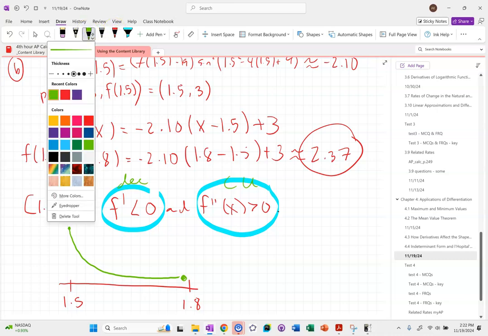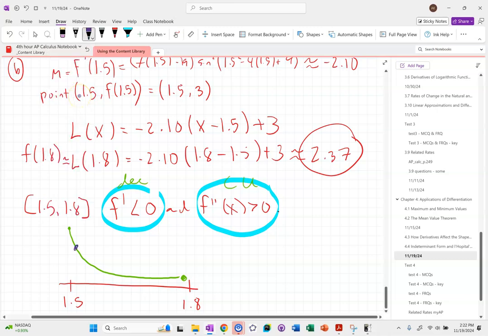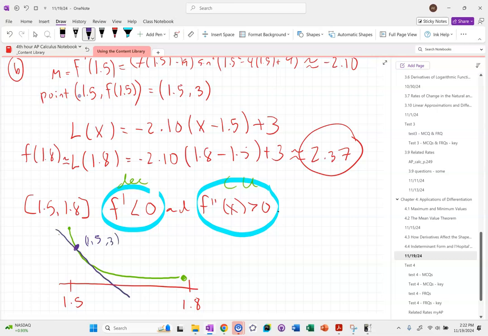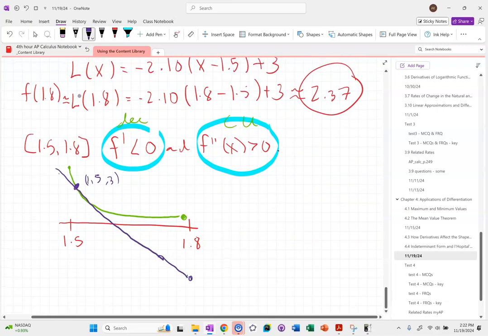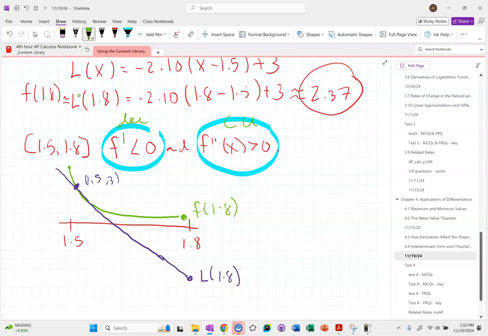So when I drew my tangent line, here's 1.5 comma 3. I drew that through it, and this would be L of 1.8. This would be f of 1.8. Is it an overestimate or an underestimate? It's under, right? Because I can see clearly that L of 1.8 is less than f of 1.8.